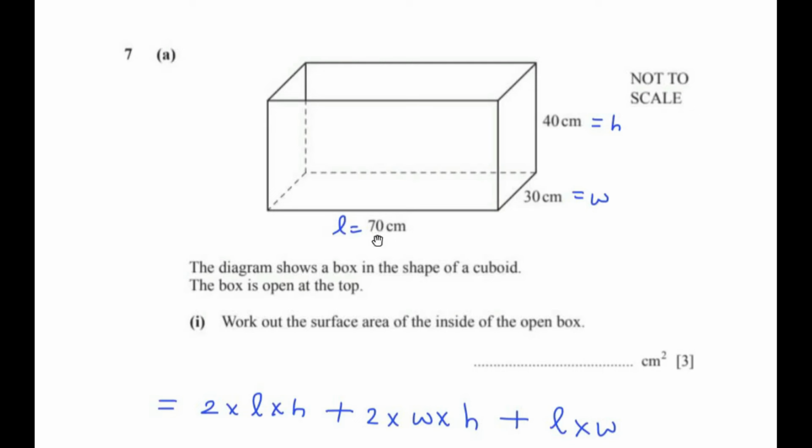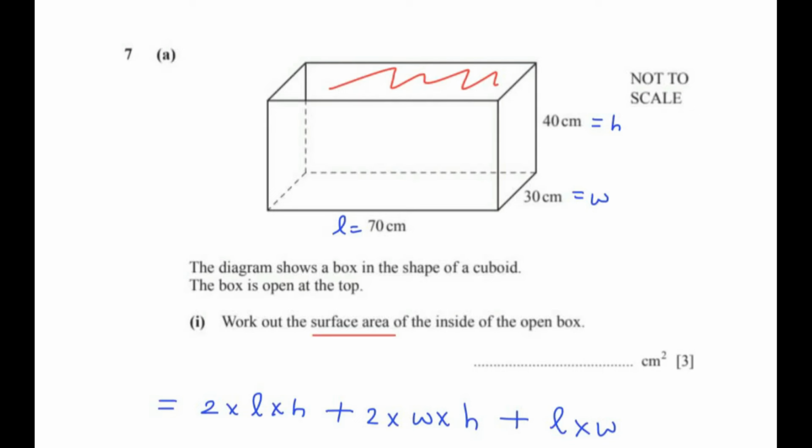Now we have considered 70 cm as the length, 30 cm as the width and 40 cm as the height. And another thing they have given over here is the box is open at the top. So we do not have any surface which is enclosing this cuboid. Now we have to find out the surface area. Surface area is the sum of areas of all the faces of the cuboid. Now here, since the cuboid is open at the top, we do not have any face over here.